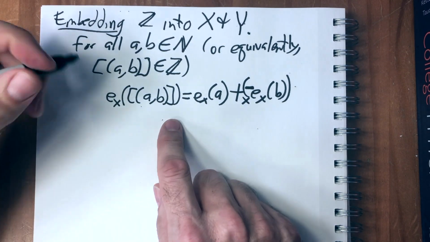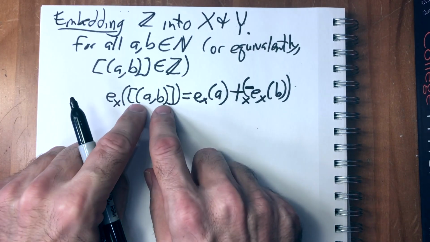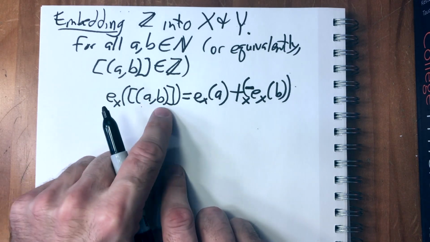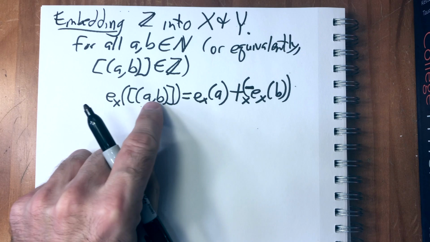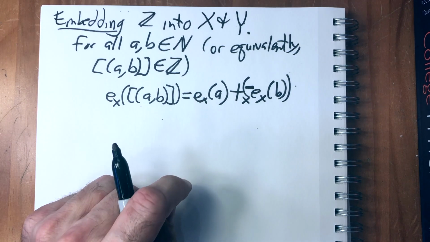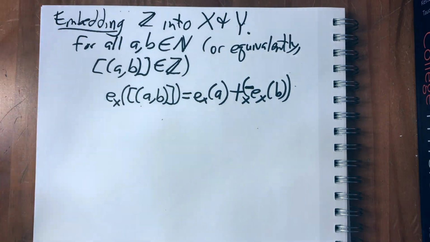What are all these parentheses? So e is a function. This means it's an equivalence class. This is a member of that equivalence class with a and b as the members. So we're taking this equivalence class and we're sending it to a number in x.